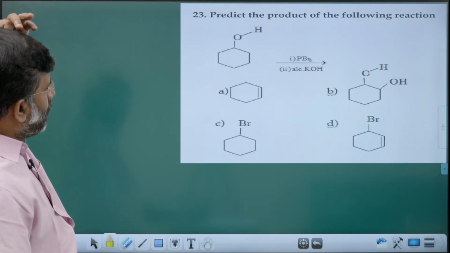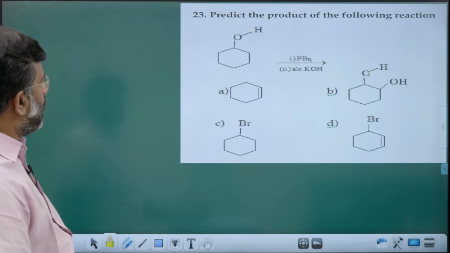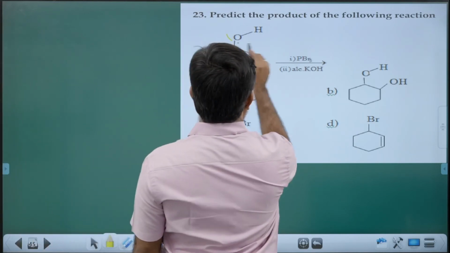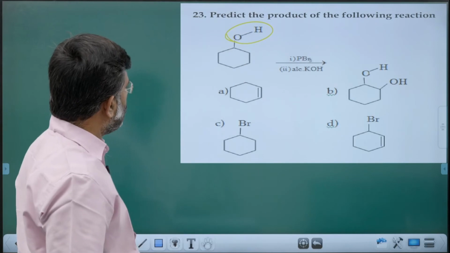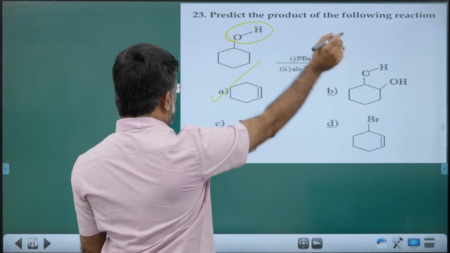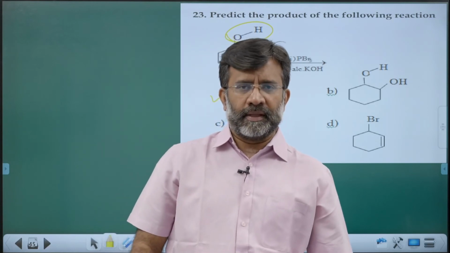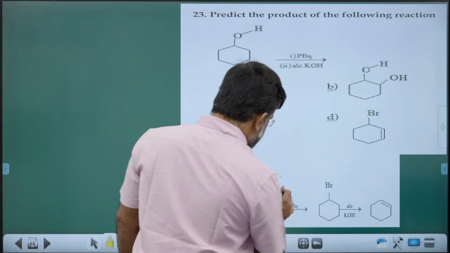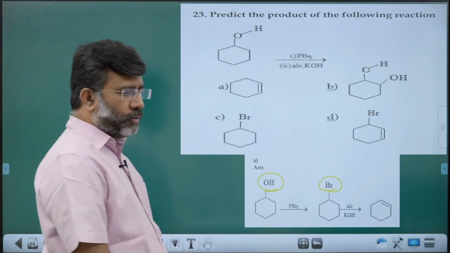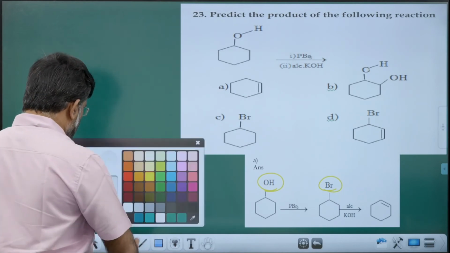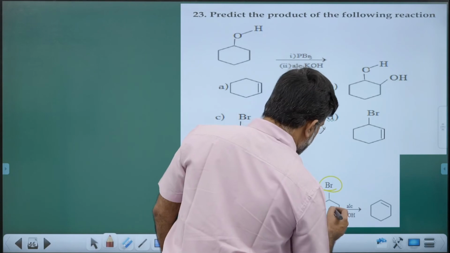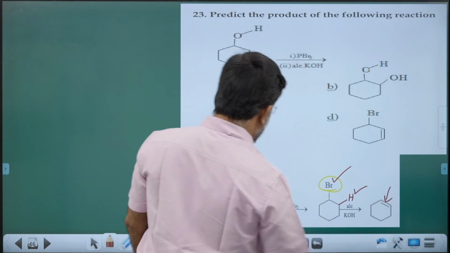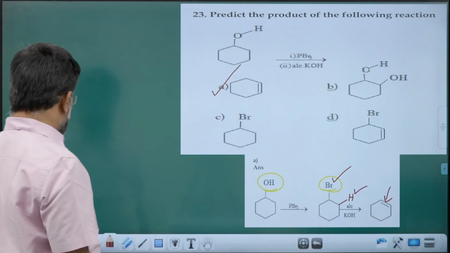Predict the product of the following reaction. You see, first treated with PBr3, this OH will go and bromine will come. Then alcoholic KOH, the product will be option A. So first it is substitution, then it is elimination. First the OH group is replaced by bromine. And then with alcoholic KOH, there will be an elimination reaction. Alpha, beta elimination. This bromine is gone and this hydrogen is gone, and you get a double bond there. Answer is option A. Next question.